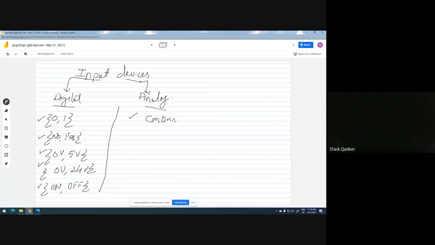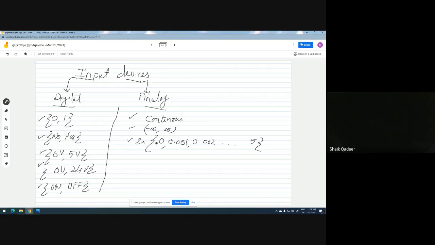Continuous. If it is represented in numeric form, it can be represented with numbers from minus infinity to plus infinity. Please acknowledge yes, no. Yes, sir. Example. Suppose I am interfacing a potentiometer. The potentiometer can give voltage zero, 0.001 volt, 0.002 volt, and so on up to 5 volt.